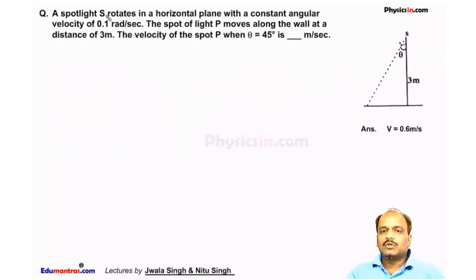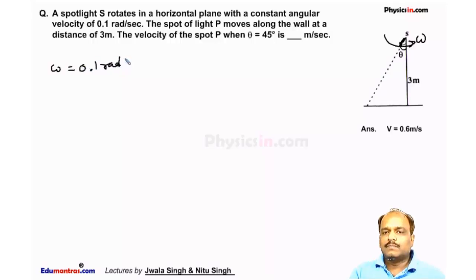Now this question: a spotlight is rotating with some angular velocity omega, and omega is 0.1 radian per second. It is given. The spot of light P, this is P, this is the spot on this wall which is at distance 3 meter.